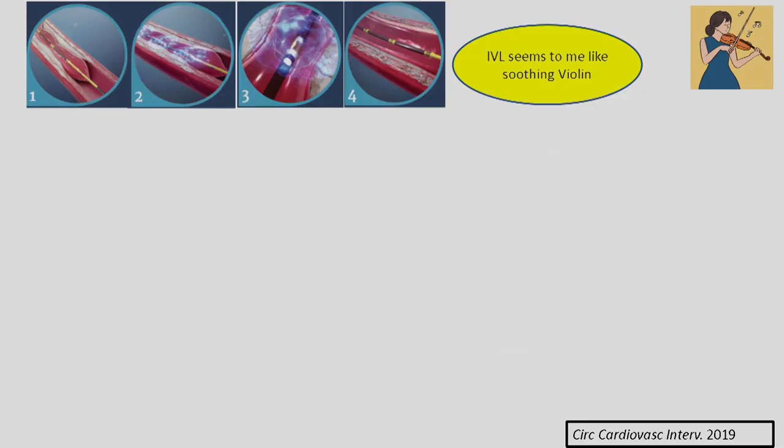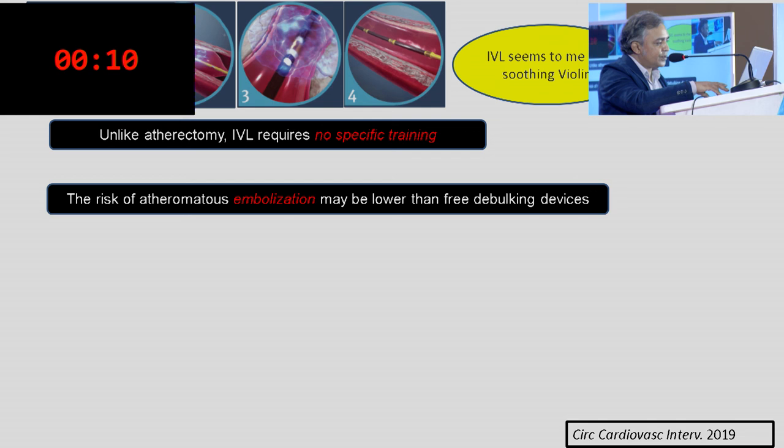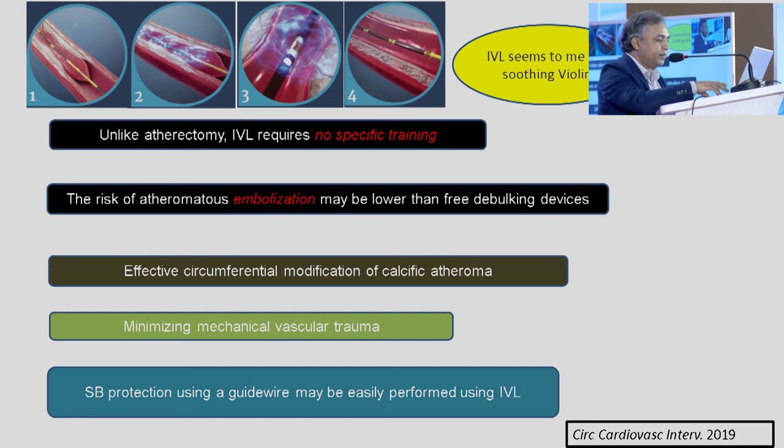So IVL seems to me like a soothing violin, to wrap up if I can tell. Unlike atherectomy, IVL requires no specific training. The risk of atheromatous embolizations, which can be caused by rotablation especially, there is no risk for embolizations with IVL. Circumferential modification of the calcific atheroma is possible. Minimizing mechanical vascular trauma is also possible. SB protection can easily be performed using IVL. So, thank you very much for your patience hearing.